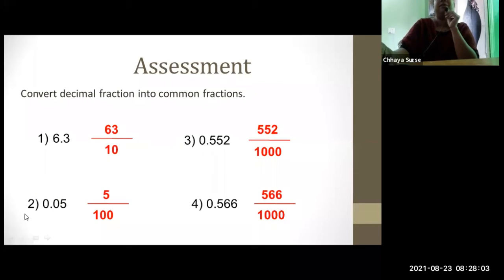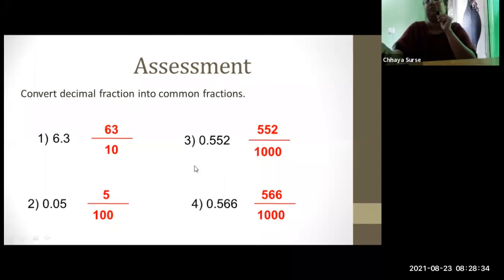This is the decimal fraction. We convert it into a common fraction. Can you give the decimal point in the common fraction? No, right. So we don't need to write the decimal point in the common fraction, because this decimal point we want to convert into a power of 10. 0.5 is 5 upon 100.